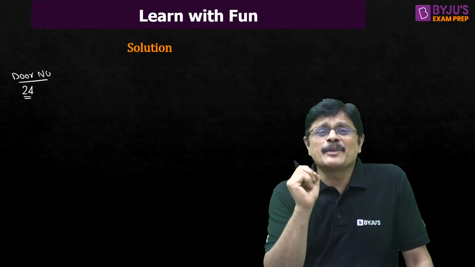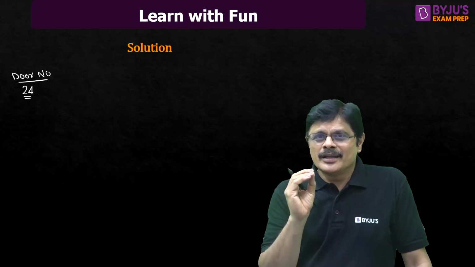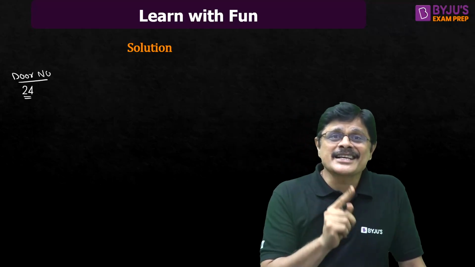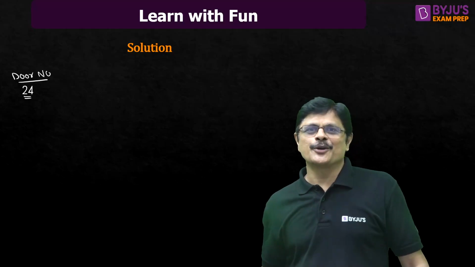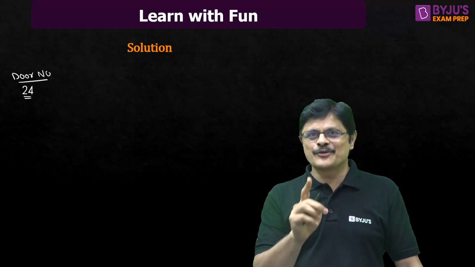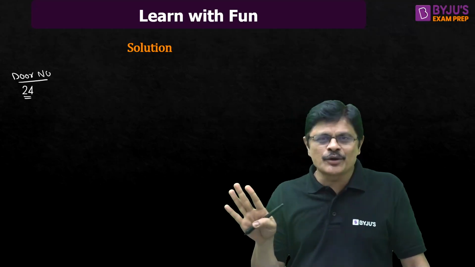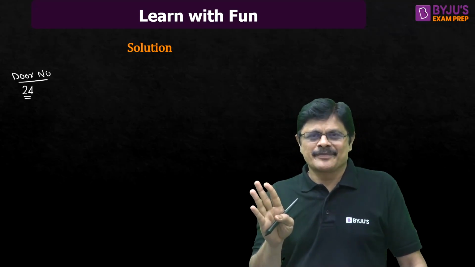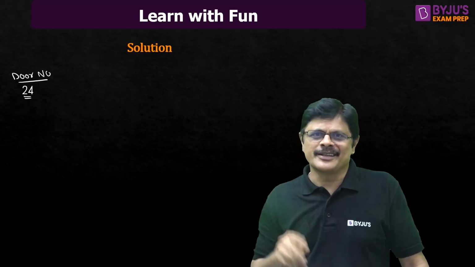Who will toggle this particular door? The students whose numbers are divisors of 24 will toggle this door. Because we know the first student toggles all the doors, that is, all the numbers, you can say multiples of 1.